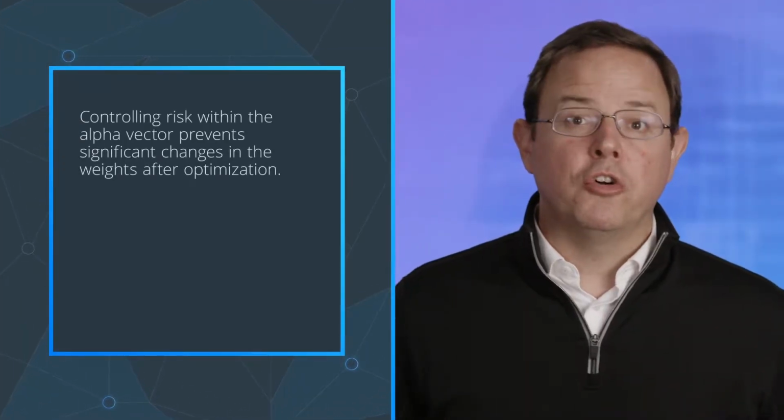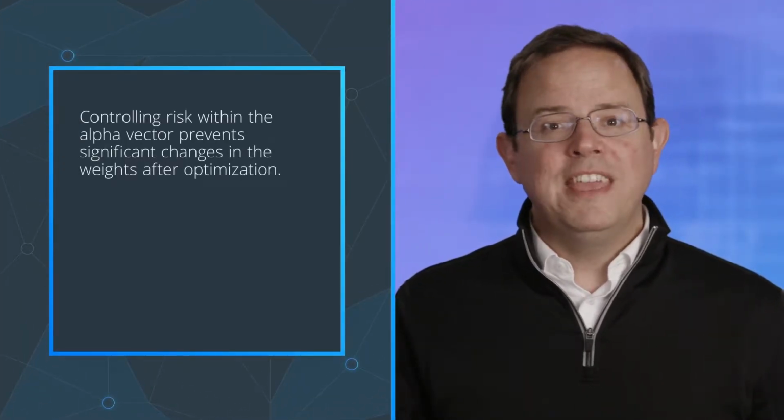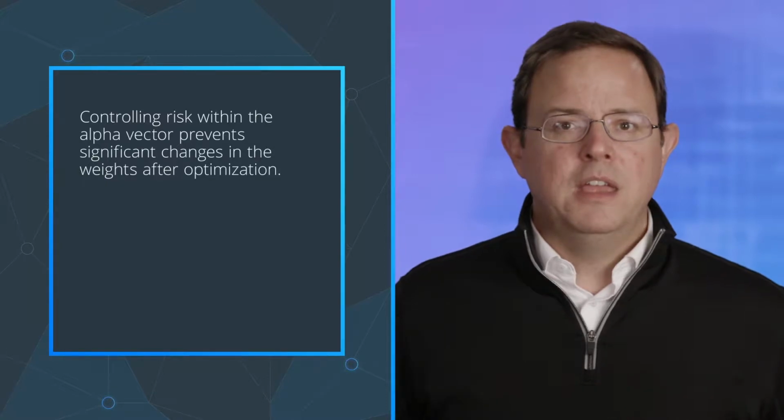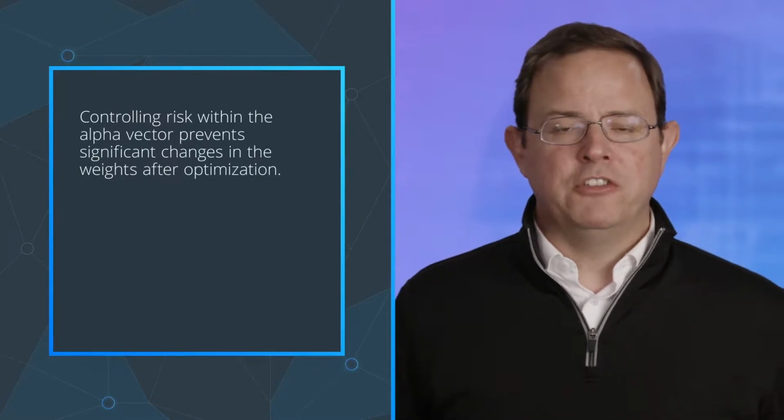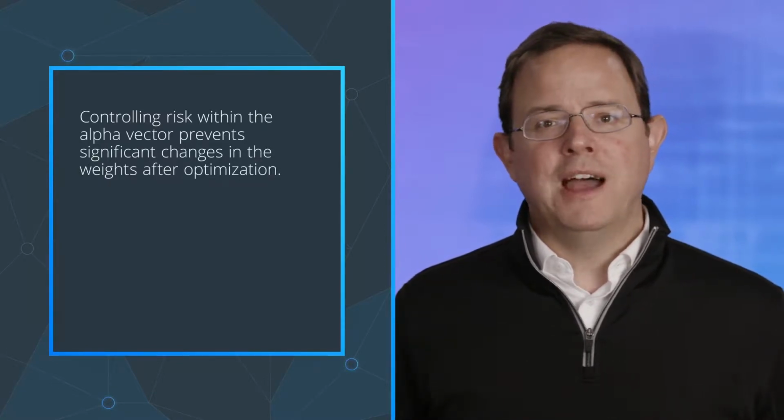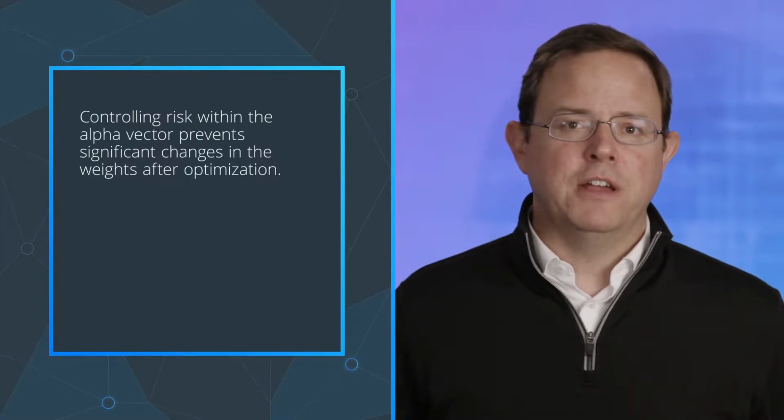Recall that we prefer to control for risk within the alpha factors, rather than waiting for the risk model optimizer to do it completely for us. This is why we make the alpha vector dollar neutral and often also sector neutral. The reason we wish to control for risk early on within the alpha vector itself is so that after the optimization, the portfolio weights are not too different from the original alpha vector.